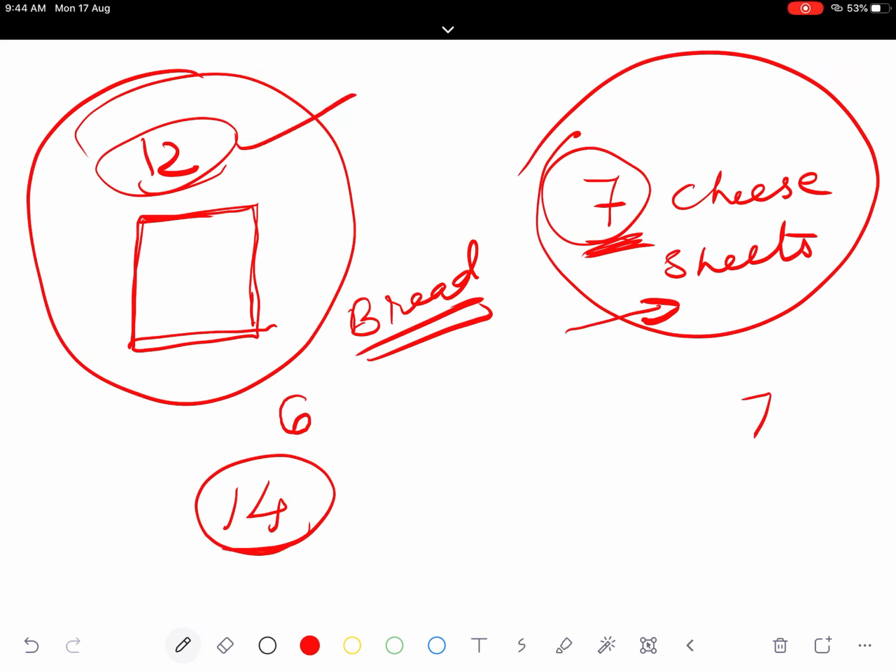So which is the limiting reagent? The limiting reagent is bread, because it is less in quantity. You will be getting only 6 sandwiches. So don't look at the number, look at the product, how much product can be made. Accordingly, you decide the limiting reagent. Looking at the number, one is 12, one is 7. But here all 12 bread pieces will be used up, and 1 cheese sheet will remain. That means the cheese sheet is extra. Which is less in quantity? Bread. That means bread is the limiting reagent. Okay, thank you.